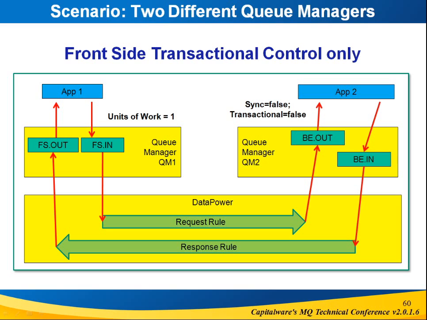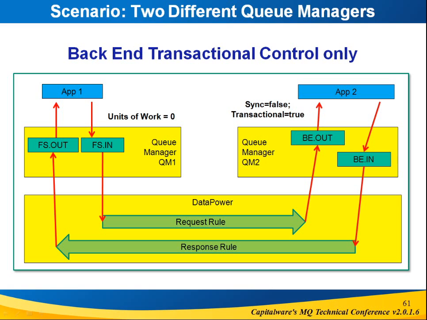And in this particular situation, even though units of work is equal to 1, the fact that it puts it onto fs.out will simply do a commit straight away anyway because it was successful, and there is no rollback capability to either of those queues from this point on.